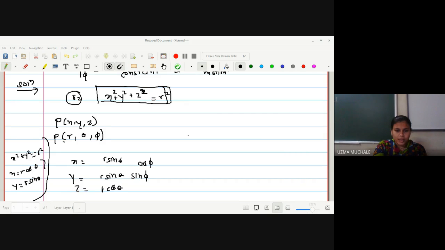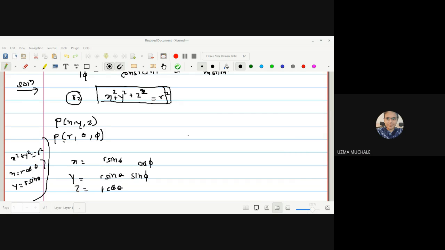Okay, let it be. So here x, y, z are related by the equation. If they are related by an equation, it means that they are linearly dependent. If they are dependent, then they are related by an equation. x square I can write in the form of r square minus y square minus z square. If I know y and z, I can find out x. That is called linearly dependent.